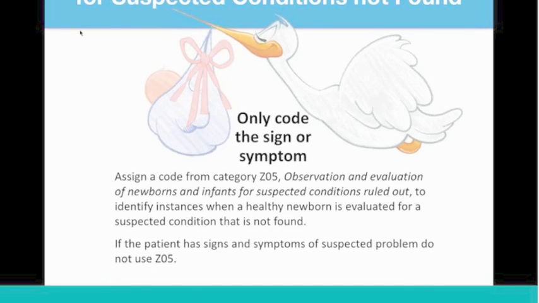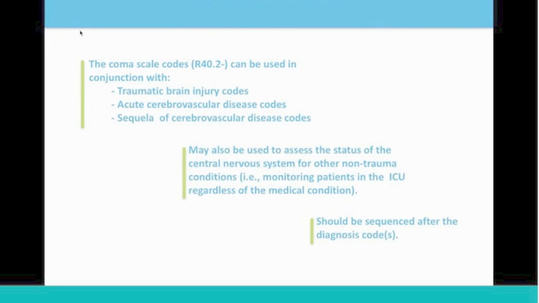For observation and evaluation of newborns versus suspected conditions not found, you're going to assign a code from category Z05 for observation and evaluation of newborns and infants for suspected conditions ruled out. And this is to identify any instances where a healthy newborn is evaluated for a condition that they thought may have been found during delivery and that was ruled out. And if they still continue to have signs and symptoms of that suspected problem, you're not going to use code Z05.